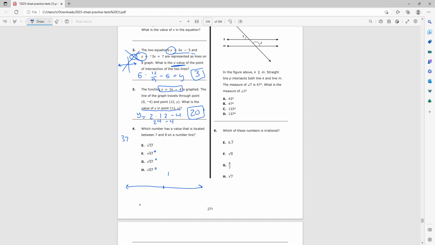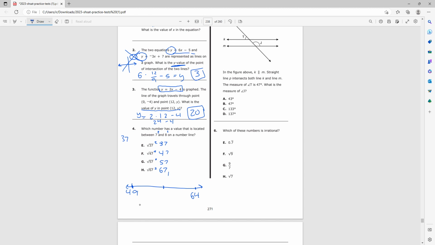So what I'm going to do here is square every single value so that we're working with numbers that we actually know the true value of. So we're going to square 7, we're going to square 8. And of course, we're going to draw a number line. So 7 squared is 49, and 8 squared is 64, right? And of course, 37 squared is 37, 47 squared is 47, 57 squared is 57, and 67 squared is 67.